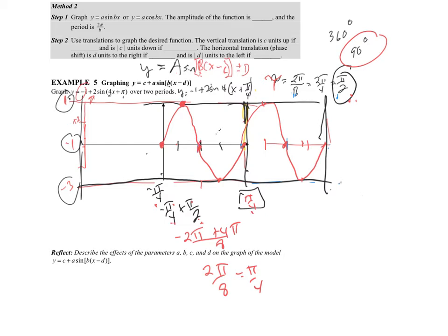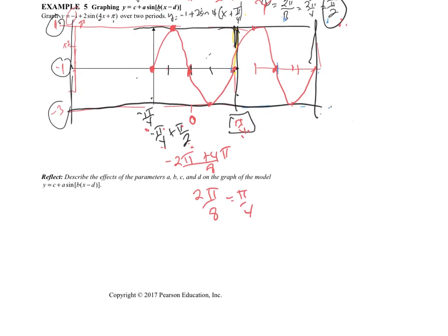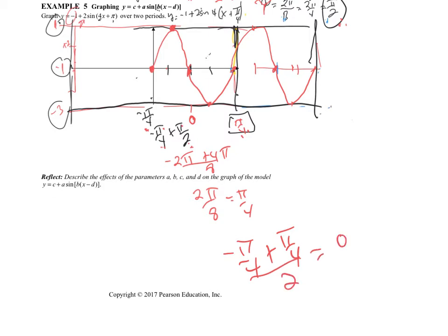In the middle would have been a 0. My 0 goes there because negative pi over 2, let me show you here. If I want to find the middle between 2 numbers, I take negative pi over 4, and I add it to the pi over 4, and then I divide that number by 2. That 0 over 2 is 0. That's how I knew that.